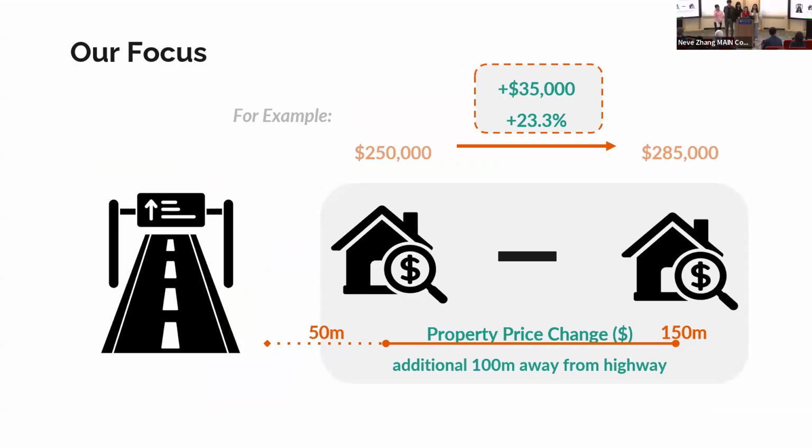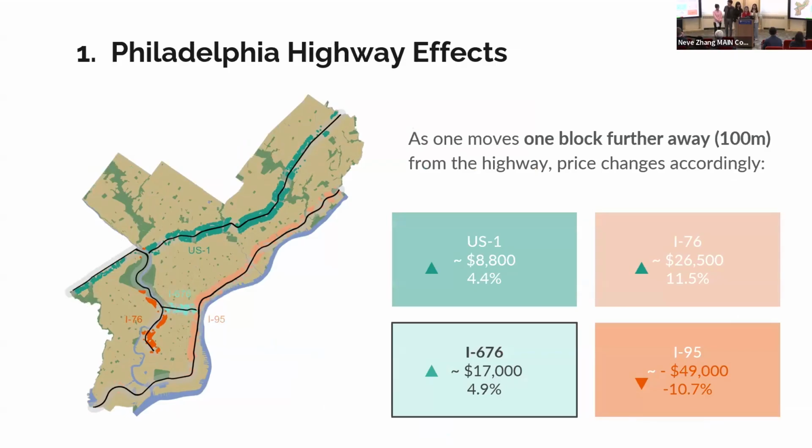For each scale of analysis, we report highway effects by discussing the change in predicted property price from 50 to 150 meters away from the highway, conceptualizing a block to be roughly 100 meters. We report this in absolute value of change as well as percent change. First, we start with the Philadelphia scale analysis.